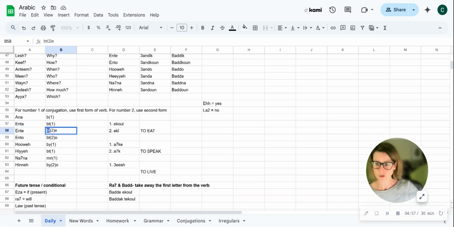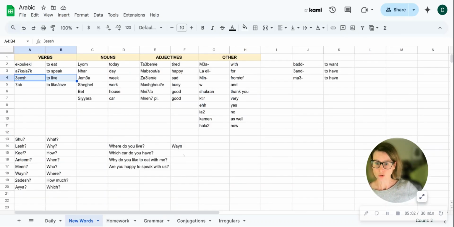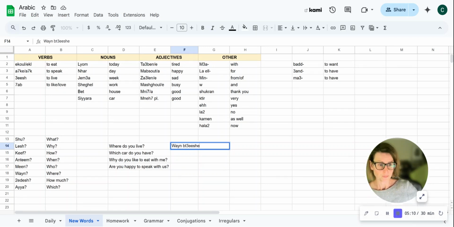So I need to put bt and then my verb and ending in e. So I can do that. Wayne taisha, and this is already technically the whole sentence. Wayne taisha. Which card do you have?